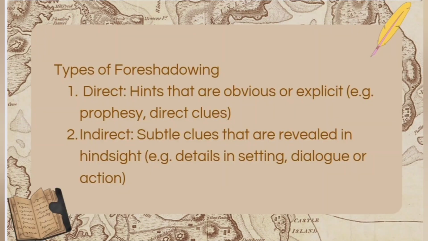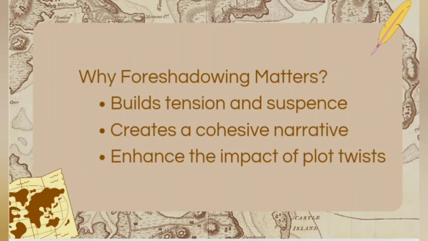There are two main types of foreshadowing: direct and indirect. In direct foreshadowing, the future event is more obvious, and in indirect foreshadowing, the hints are subtle and you only realize their significance later. Foreshadowing creates a sense of anticipation. When readers can see hints of what's coming, they start to anticipate the outcome, which keeps them engaged and hooked. For example, when foreshadowing hints at a tragic ending, readers become emotionally invested in how the story will unfold.